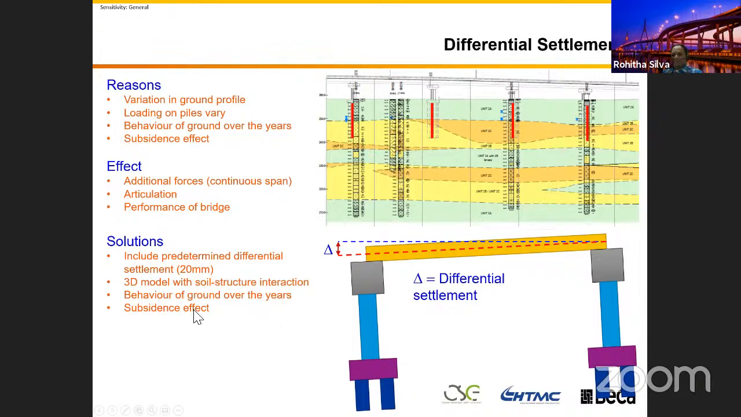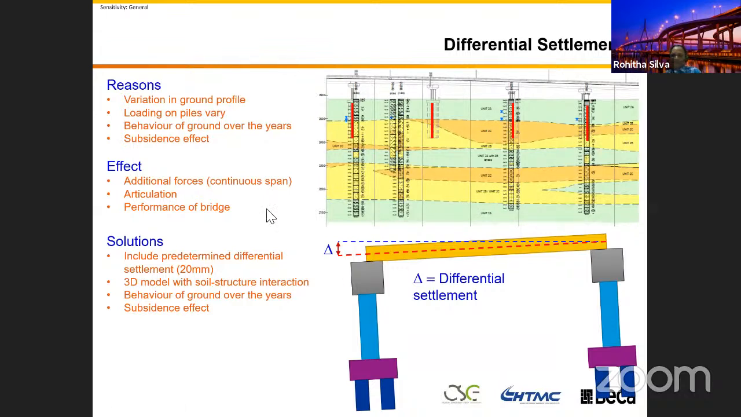And the subsidence effects, we're not going to discuss this one because that's a very specialized area. You need to consult a specialist to get that advice, how much subsidence effect there is, and you need to include it in your bridge design. Yeah, because the bridge articulation and design look totally different from normal bridge design.